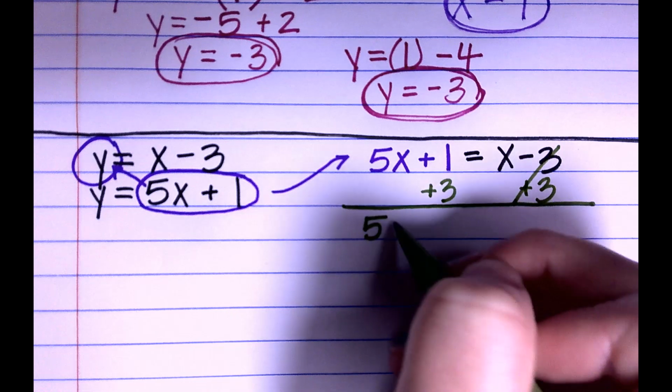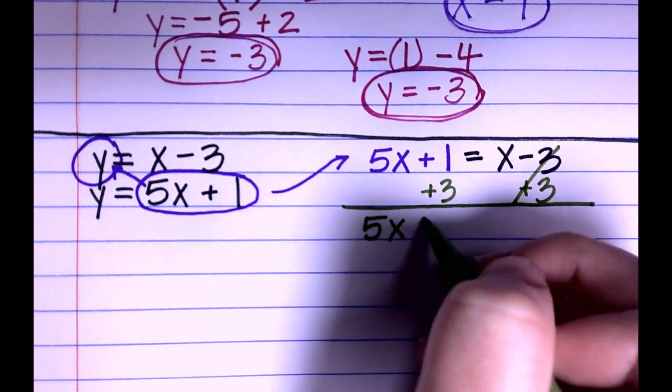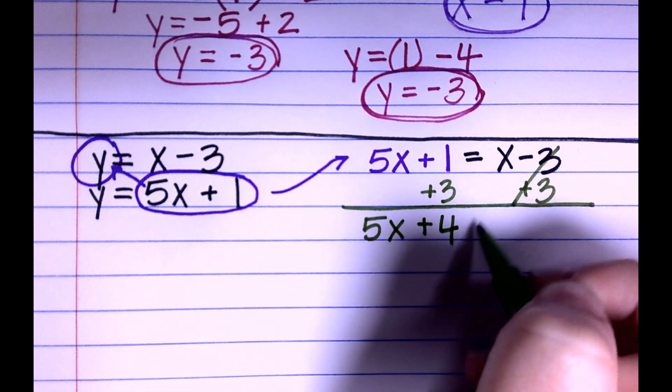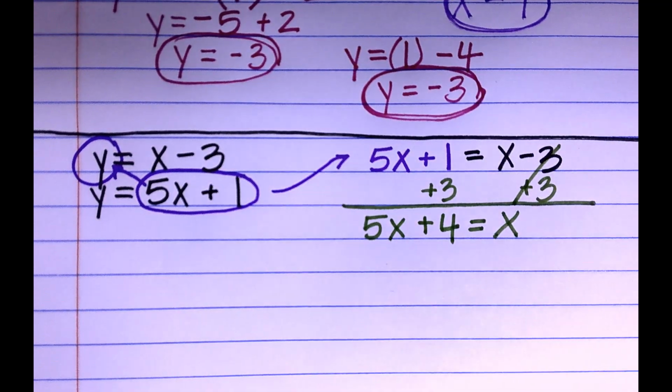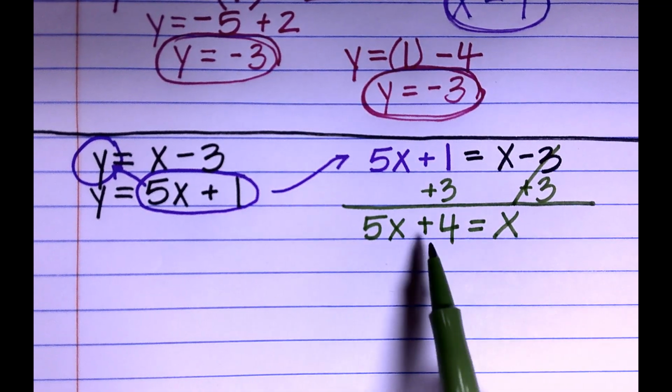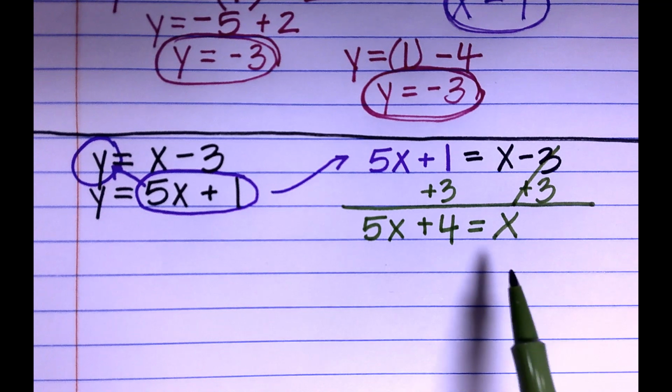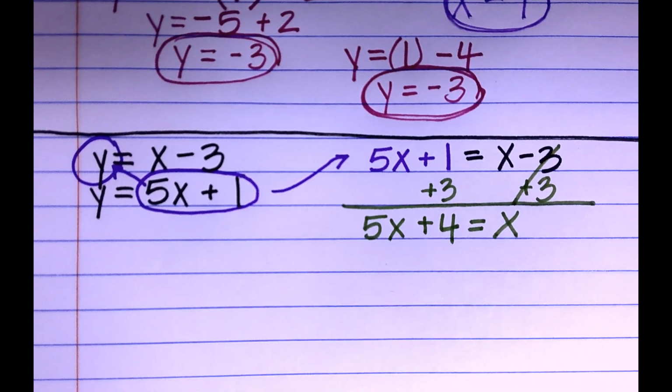Yeah, 5x plus 1 plus 3 is 4, equals, bring down my x. Good. Okay, so now I have 5x plus 4 equals x. What could I do now?